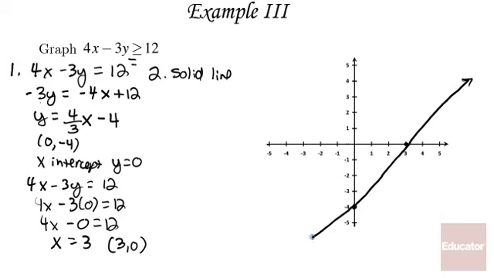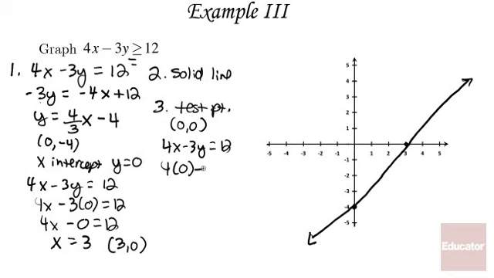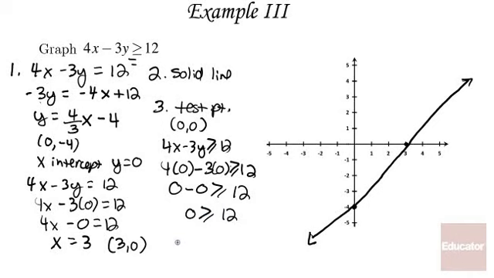This line splits the coordinate plane into 2 half planes. I'm going to use my test point to figure out what the correct half plane is. My test point is 0, 0. I substitute 0 for both x and y in the inequality. So 4x minus 3y is greater than or equal to 12. 4 times 0, that's 0, minus 0, is greater than or equal to 12, which gives me 0 is greater than or equal to 12. Is that a true statement? No, it does not satisfy the inequality.